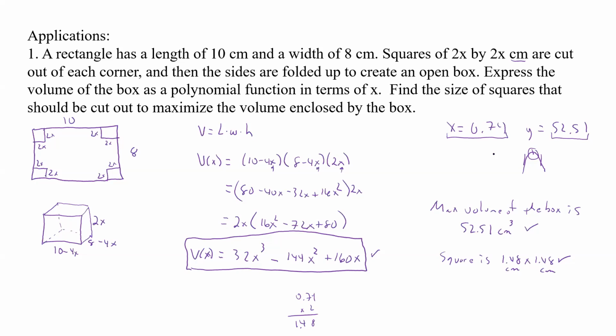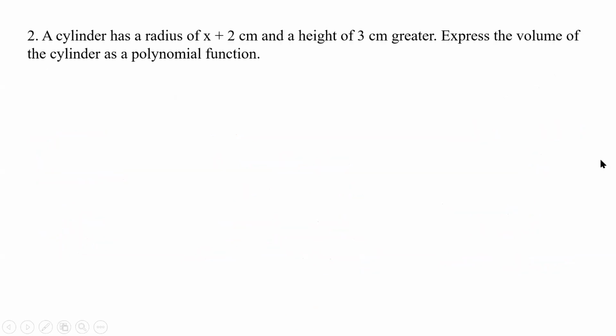All right, so what I'll do is I'll do one more example here. And then after that, I'll do a bunch of other examples in a separate video later. All right, so this one we have a cylinder, and it has a radius of x plus 2 centimeters and a height that's 3 centimeters greater than the radius. And we're supposed to express the volume of the cylinder as a polynomial function. Now notice this one doesn't ask us for finding the maximum or anything like that, and that's because it won't work really as far as how the function works. And so all we can do is give them the volume as a polynomial function.